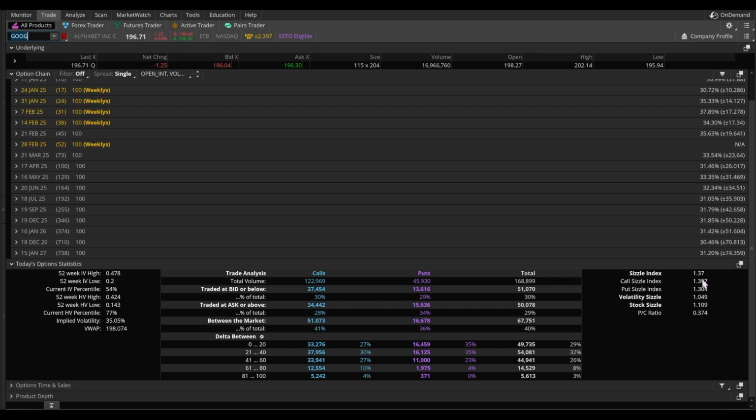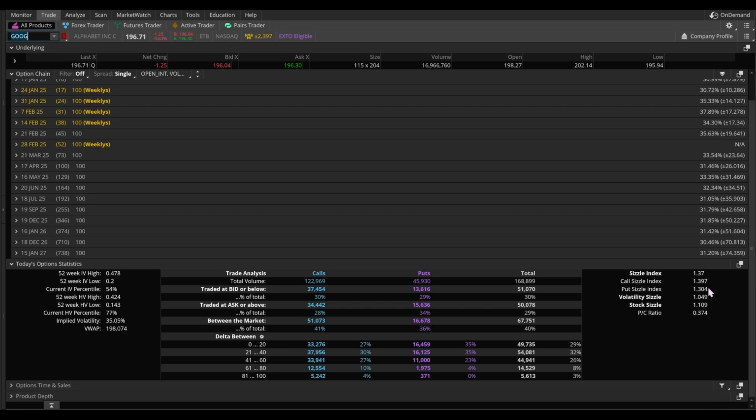Now underneath this, you'll see the call and put Sizzle Index, both these right here. Now they sound exactly like what they are. The call sizzle compares the current call option volume to its average. It's highlighting unusual call buying or selling activity. And then the put sizzle does the same but for put options, showing if there's heightened activity in puts compared to the norm.